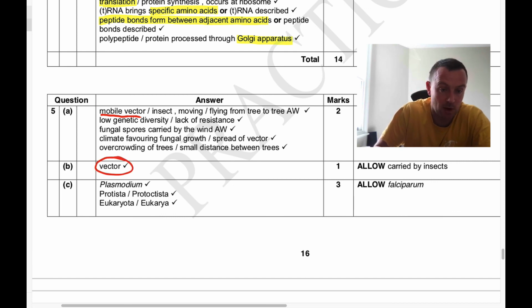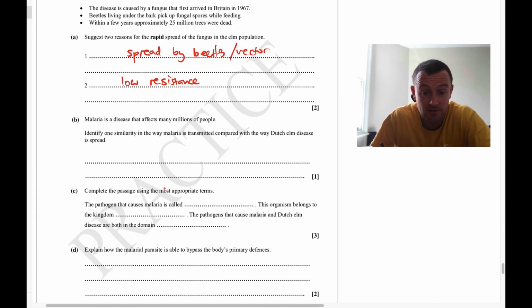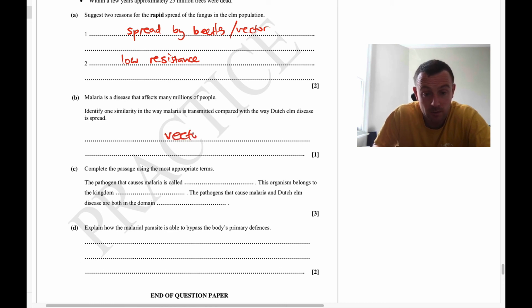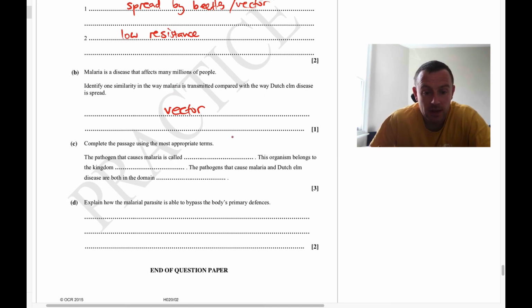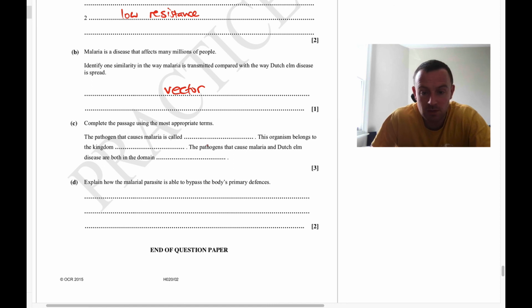You can see the next mark here. The next one is that both of these diseases are transmitted by vectors, okay? So the Dutch elm has the beetle, which spreads the spores, and malaria has the mosquito. Here, the pathogen that causes malaria is called... Oh, it's gone. What is it called? The pathogen that causes malaria has got a plasmodium there. It is plasmodium. There's a couple different types of plasmodium. Plasmodium falciparum, Plasmodium vivax, and there's another one as well that all cause malaria.